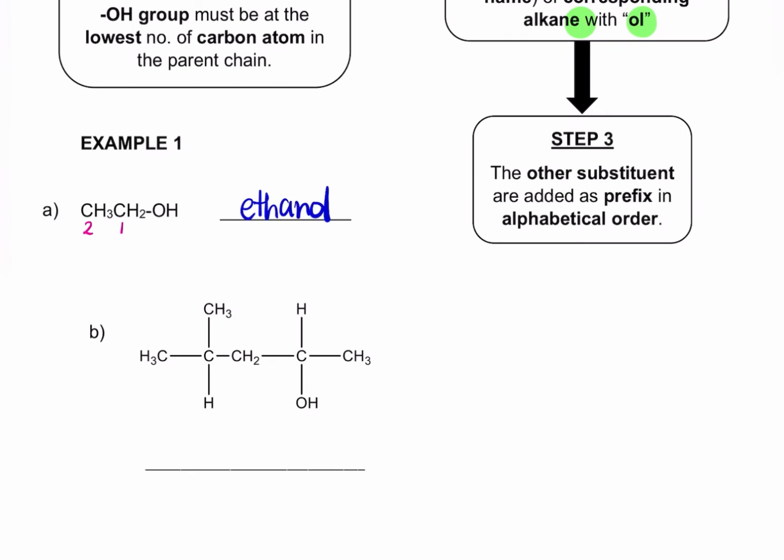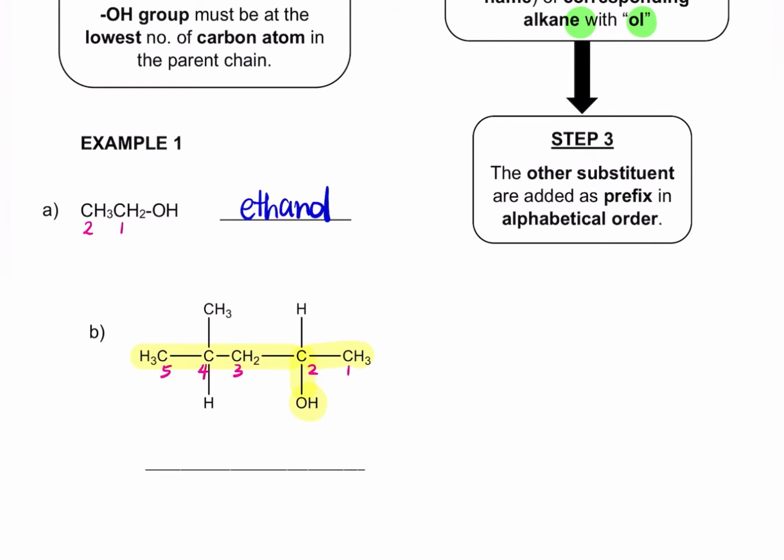Next one, we got this structure B, where I'm going to determine my parent chain that has the OH group. In order for me to do that, I'm going to start from here where my OH group is closer to the right. So I'm going to highlight all the carbon chain containing the OH group. So this is my parent chain. My numbering is going to start from the right hand side. So this is my numbering, first carbon, and this is going to be the second, third, fourth, and fifth.